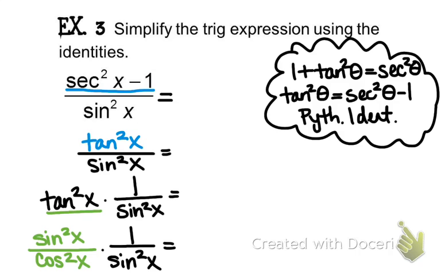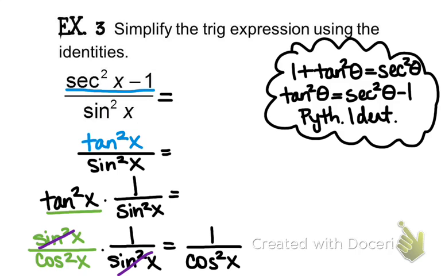So now you see that I've got a sine squared on the top and a sine squared on the bottom. Those are going to cancel out. Then I'm just left with 1 over cosine squared. So some people would say that this is as simplified as this will get, 1 over cosine squared. It's in terms of sines and cosines. But other people would probably say, nope, it's a fraction. You can simplify it further.